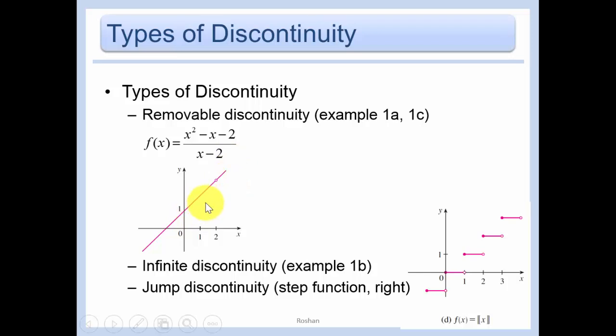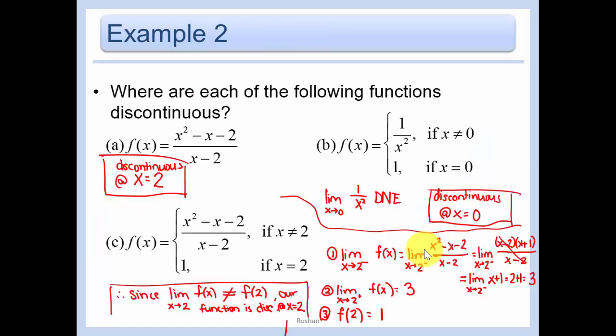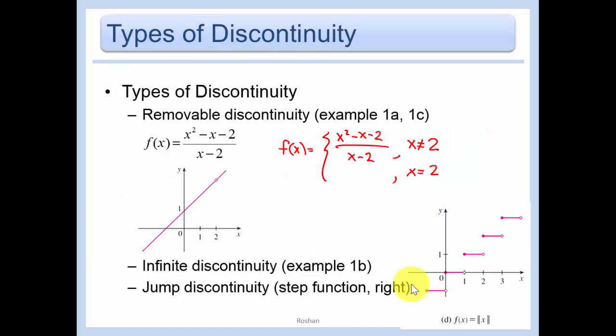Remember in part C, we had this function here, but defined as a piecewise. So we had f of x equals x squared minus x minus 2 over x minus 2 for all values except for 2. And then at x equals 2, we had it defined as 1. But what if we found here that the limit from the left and the limit from the right was 3? So this point was 1, 2, 3. So we had that point, 2, 3. What if we made this function value here 3?